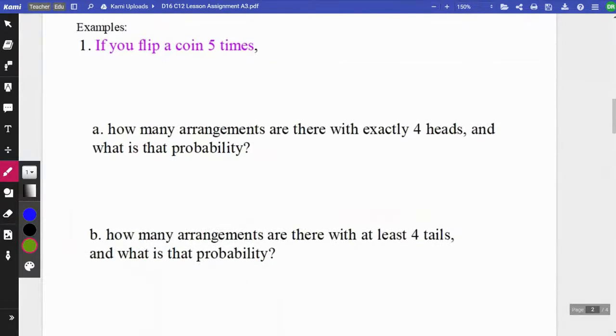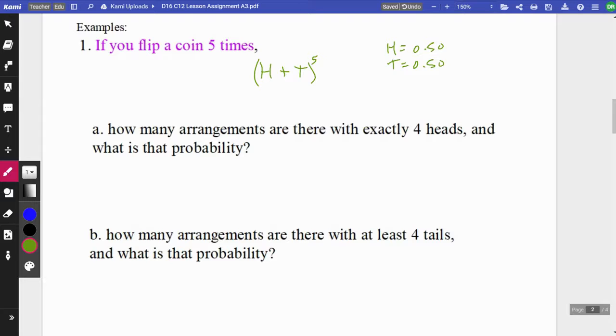Okay, so let's say you flip a coin 5 times. How many arrangements are there with exactly 4 heads, and what is the probability? All right, well, a couple things we know. Flip a coin 5 times, that means we're going to have (heads + tails) to the 5th power, and we also know that heads has a 50% probability of happening, and so does tails. We just kind of know that from world life experience, flipping a coin.